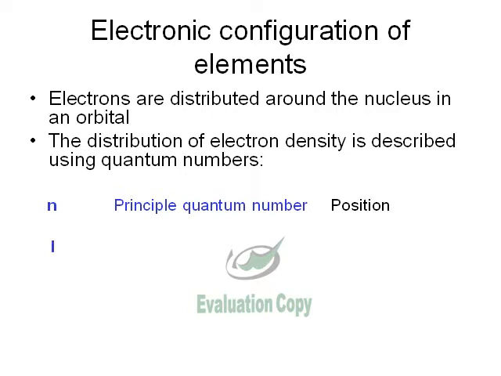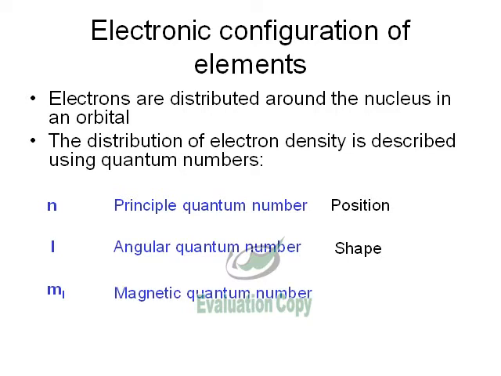Then we have another quantum number l, which is called the angular quantum number, which tells us the shape of the electron. The next one is the magnetic quantum number, ml, and it tells us the orientation of an electron. n, l, ml, as I said, describe the position, shape and orientation. We have ms, the spin quantum number, which tells about the spin of an electron.